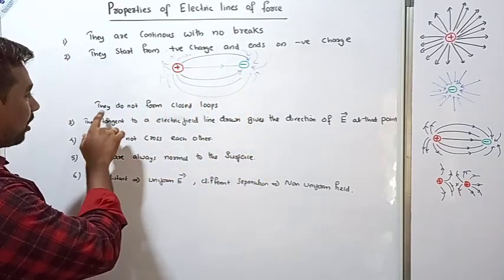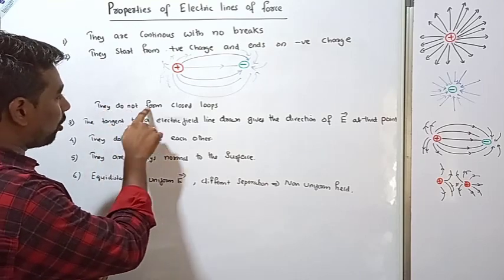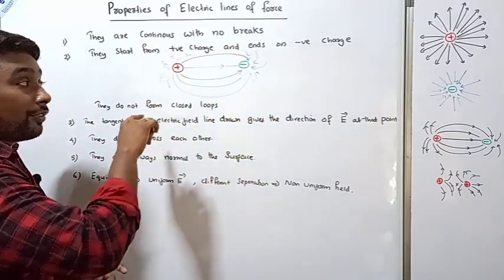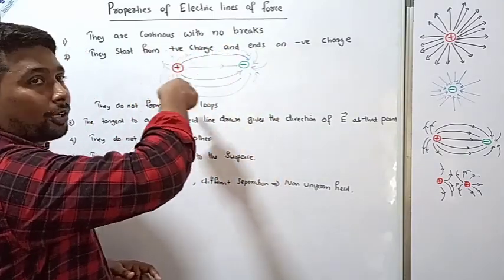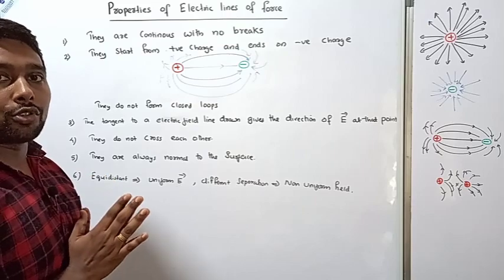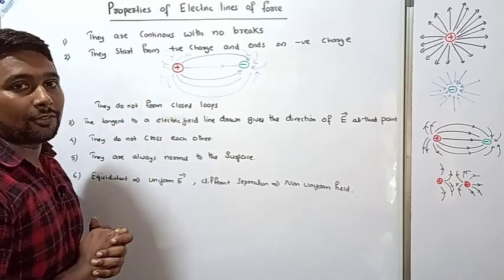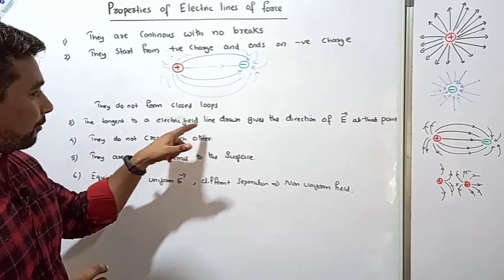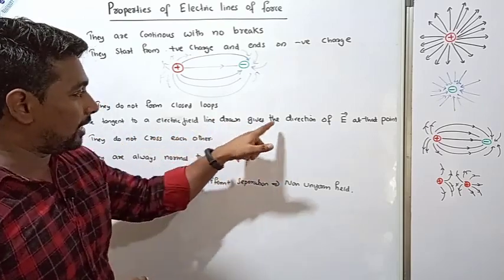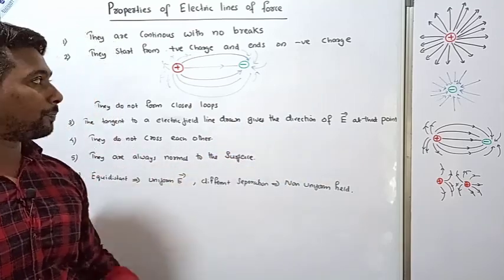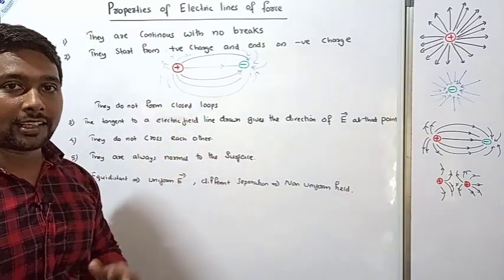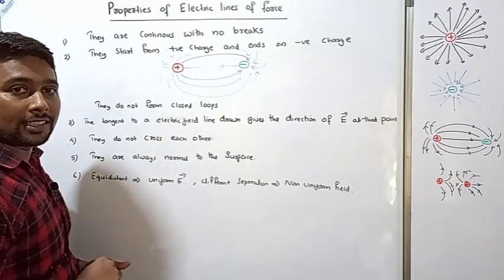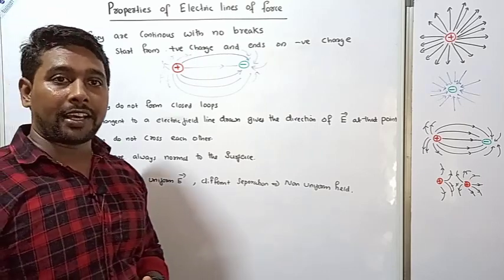The third point is that they do not form closed loops. Even though they start from the positive and end up on the negative, don't think they form a closed loop. We'll discuss why they do not form any closed loop. The next point is that the tangent to the electric field line drawn gives the direction of the electric field at that point. If you draw the tangent to the electric field lines, the tangent gives the electric field direction.